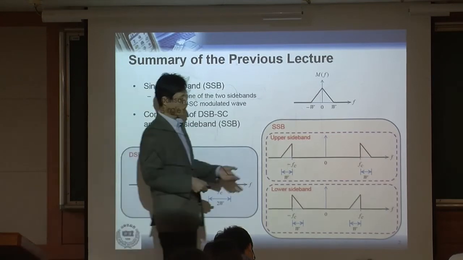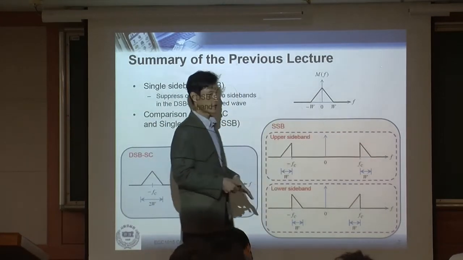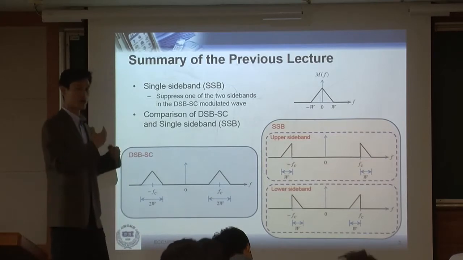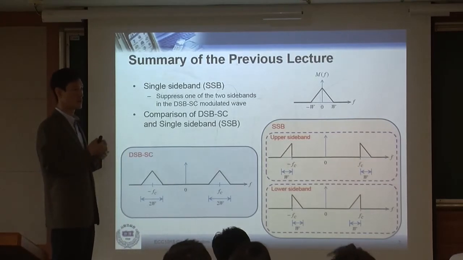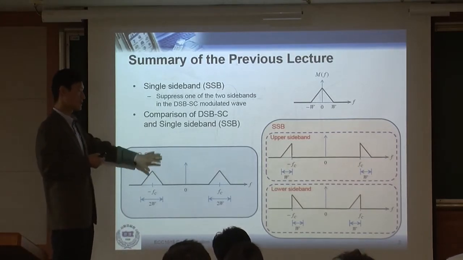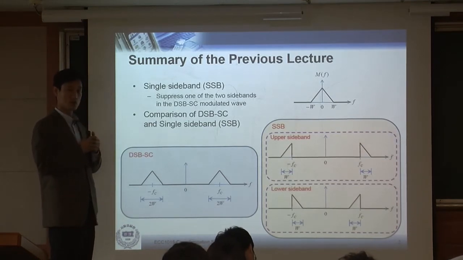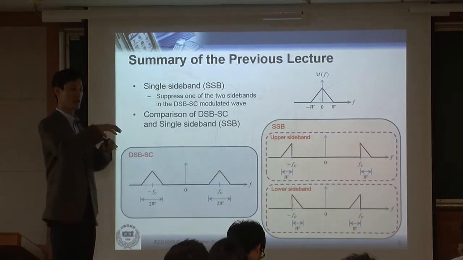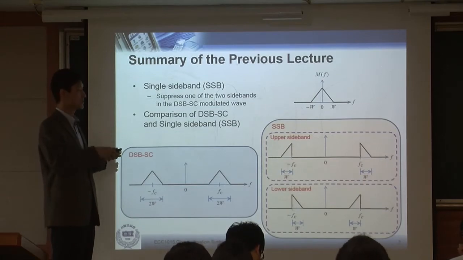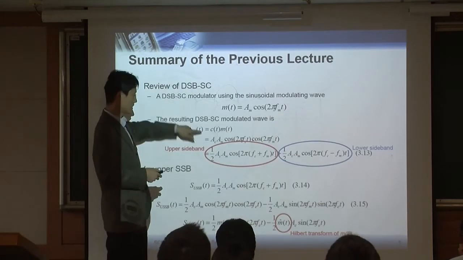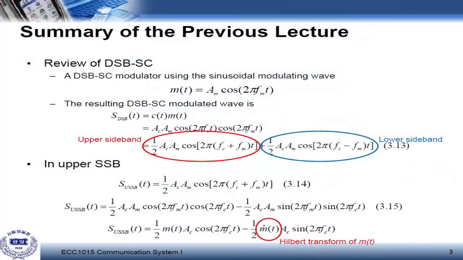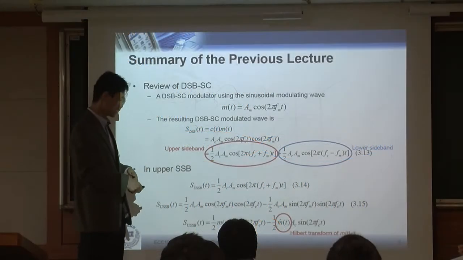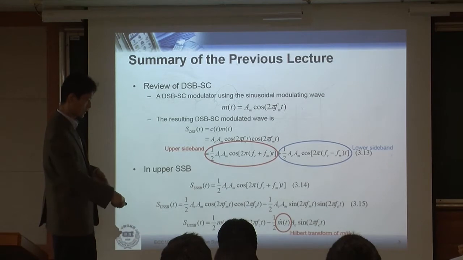But in order to make single sideband at the transmitter, you need to do more calculation. It's going to be a little bit more complex. Earlier in DSB, as I said, what you need to do is simply multiply the message with the carrier, m(t) times c(t). That's all you need to do in double sideband. But in single sideband, it's a little more complex. Simply speaking, you can do it this way.